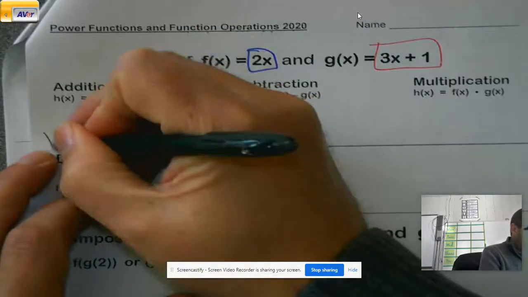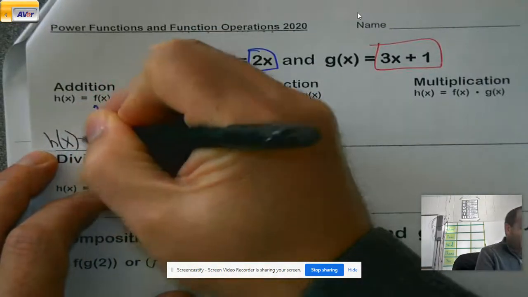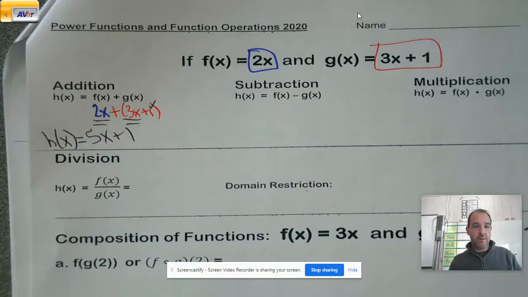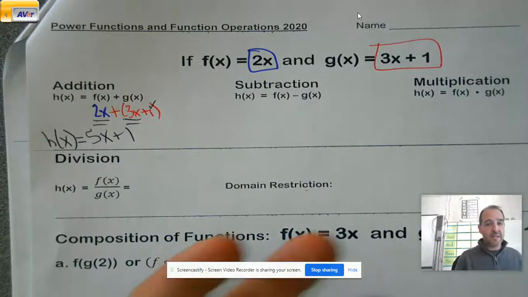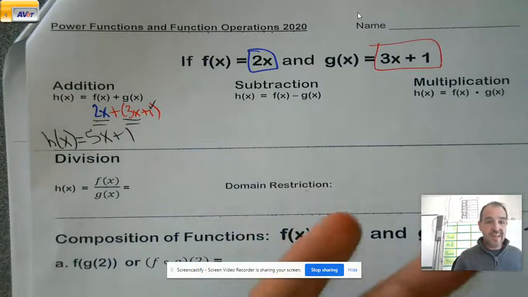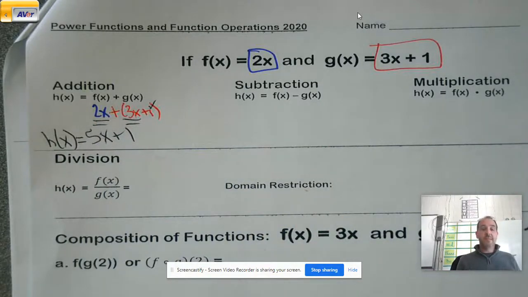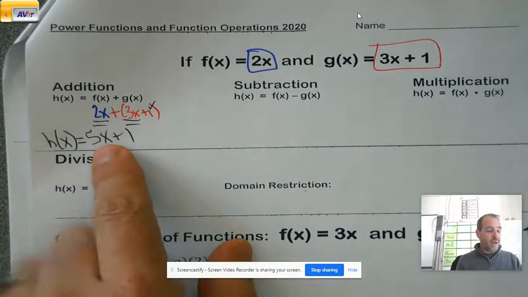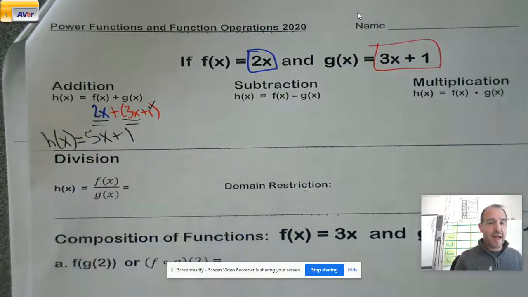And I could label this as a new function. By taking f of x and g of x and putting them together, I get h of x. It's all labels. That's all it really is. This is still my answer, just like it was before. It's just I have a different way of seeing it. You may see that in some of the summatives that we do.